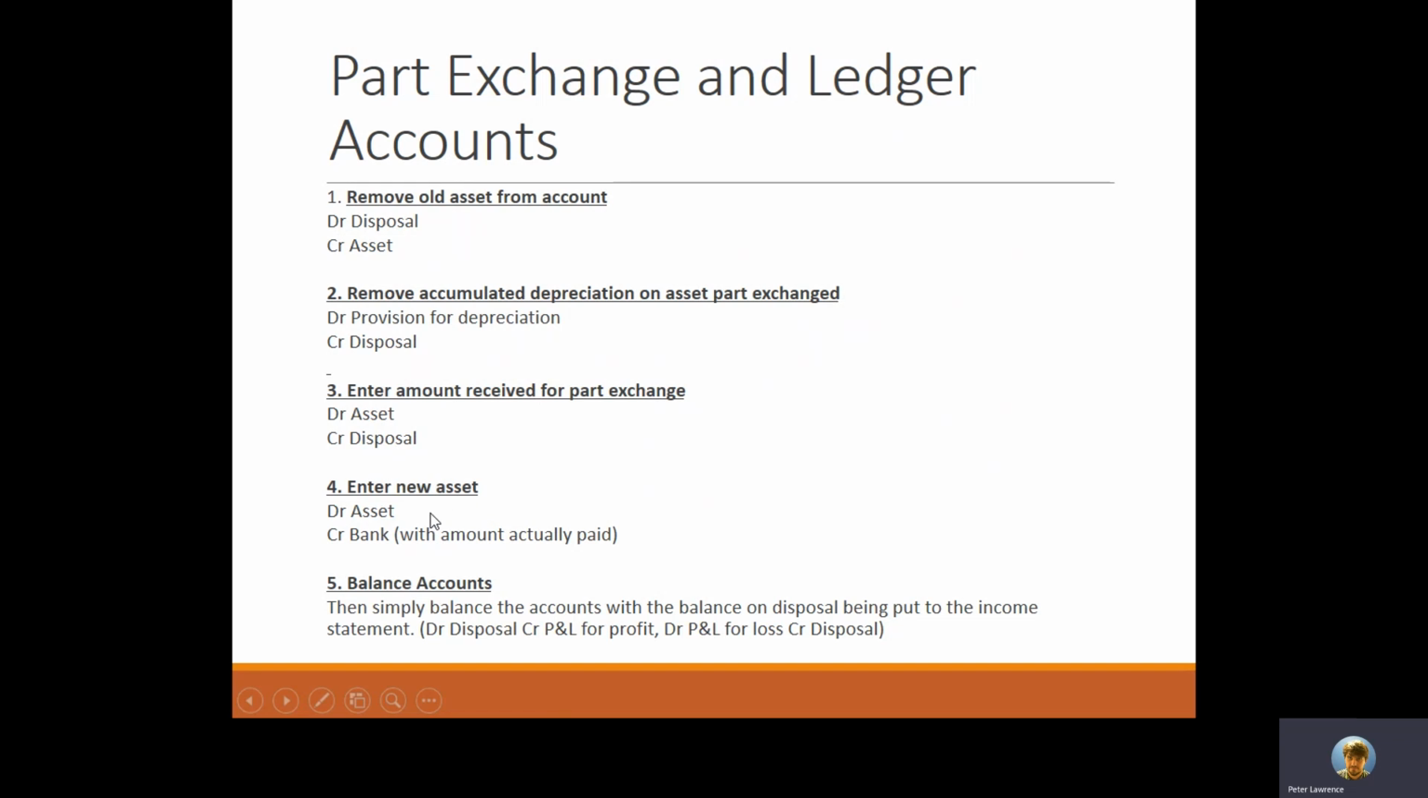Then when you buy the new asset, you'll debit the asset and credit the bank, and then balance the accounts off, finding your profit or loss. So just a couple of extra steps. Hopefully you'll understand it more when you see it. Learn that slide off by heart.